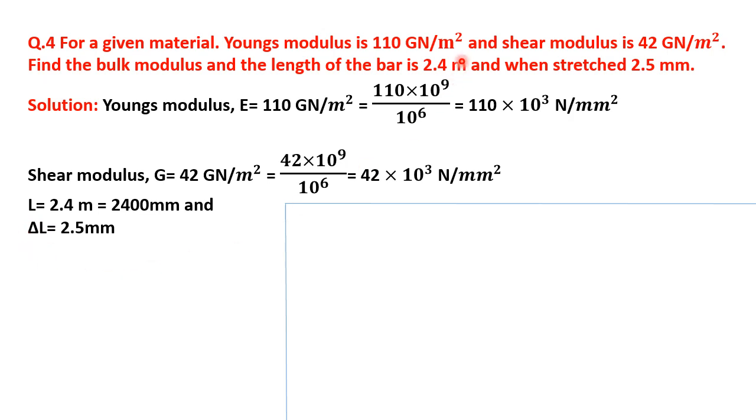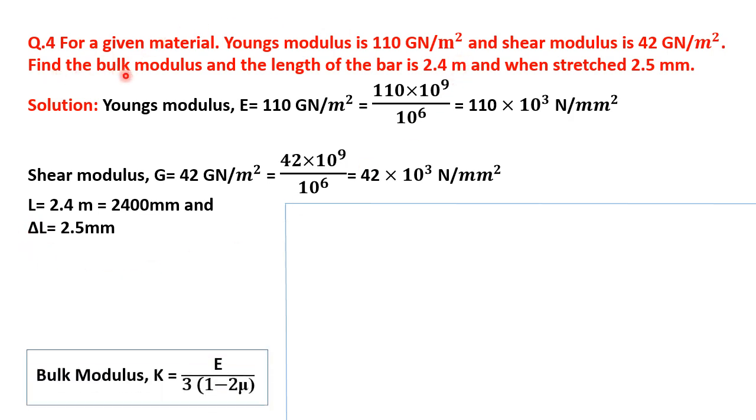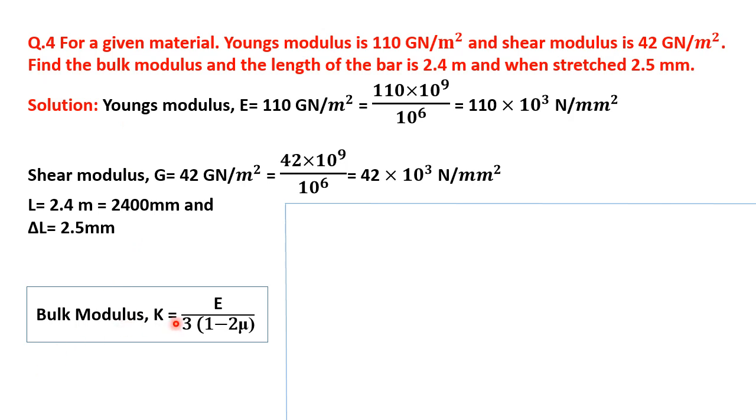Here in this question we need to find the bulk modulus. Bulk modulus is denoted by the term K, and we already know this equation, that is K is equal to capital E upon 3 into 1 minus 2 mu. This mu is nothing but the Poisson's ratio. In this equation E is known to us, only mu is unknown to us. So we have to find the mu value now.